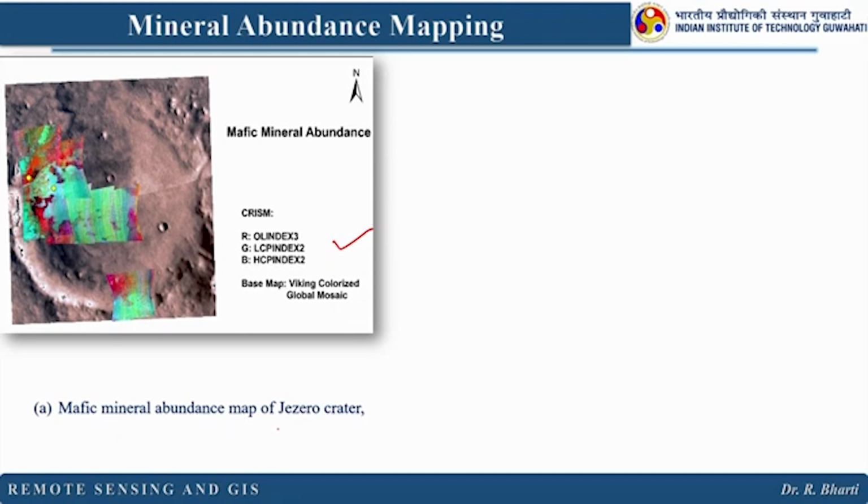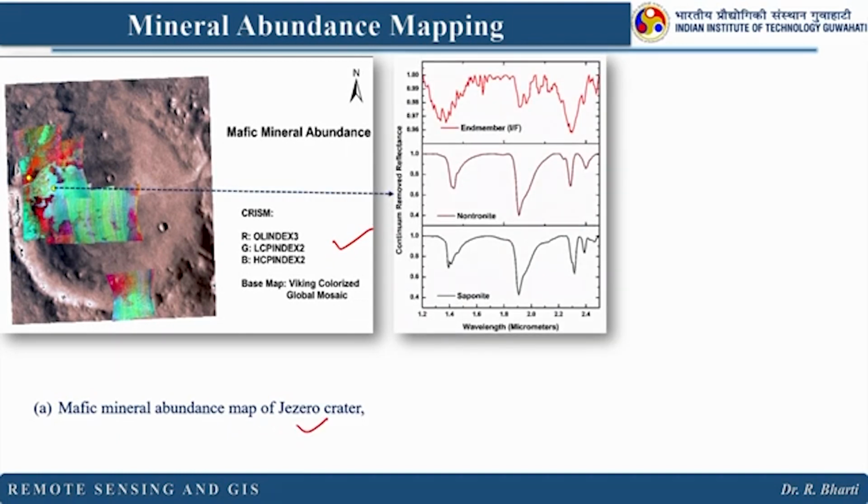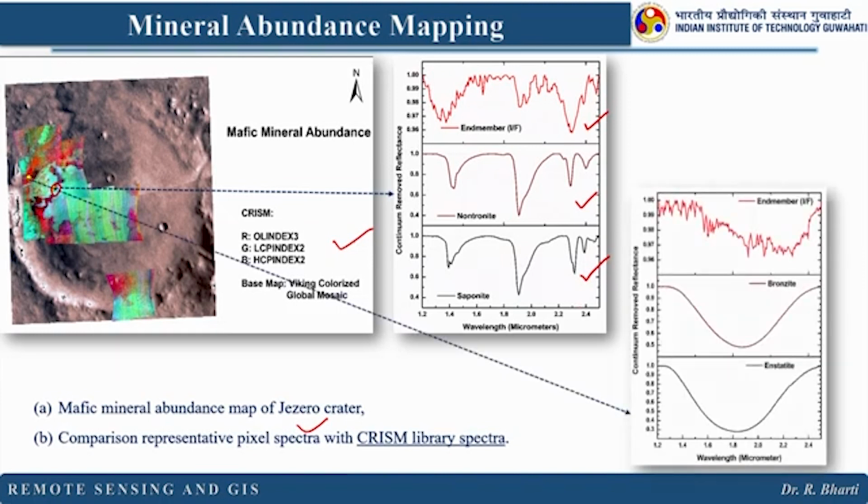In this slide you can see some more detail about this work, where this particular map says mafic mineral abundance map of Jezero crater. This is from Jezero crater. Now here you can see for this particular pixel, can you see this yellow color? For that particular pixel we have got this end member, and these are the spectra from the CRISM library, right. And we have compared these two for the presence of mafic minerals, and for the next pixel you can see here these are the spectra.